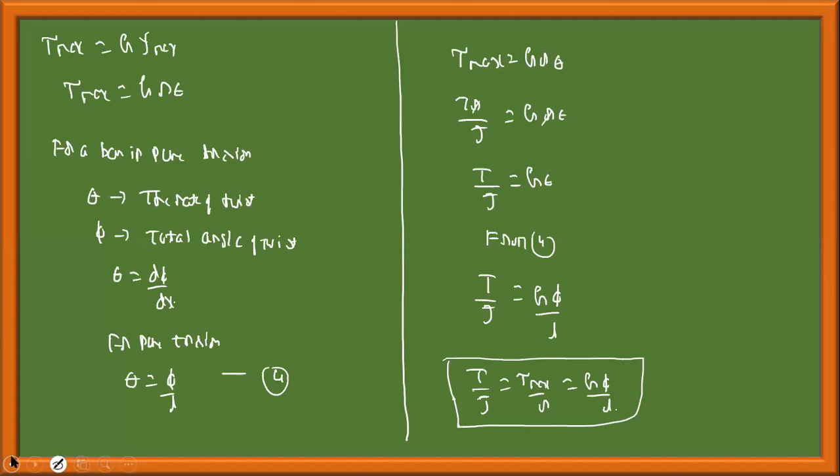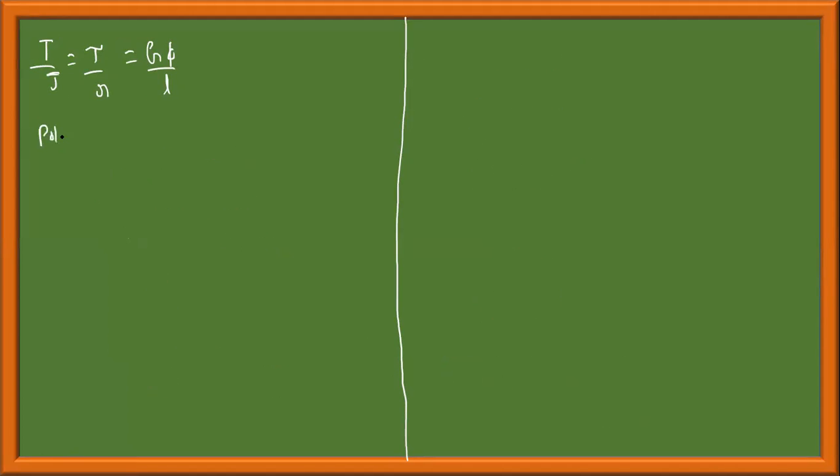Okay, we have derived the torsion equation. We will go ahead and look at a few design criteria and other related terms. The torsion equation was given in the form T by J is equal to tau by R is equal to G theta by L. Okay. There's something called the polar section modulus.